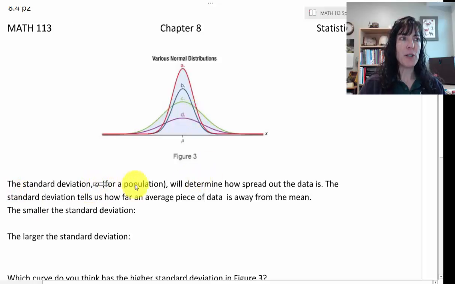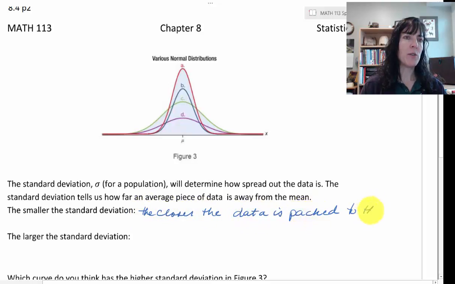So the standard deviation, sigma for a population, will determine how spread out the data is. The standard deviation tells us how far an average piece of data is away from the mean. We've talked about that before, but it never hurts to hear it again. And this is where we want to make a rule of thumb for ourselves: the smaller the standard deviation, the closer the data is packed to the mean. And in the picture, the mound will be higher in the distribution.